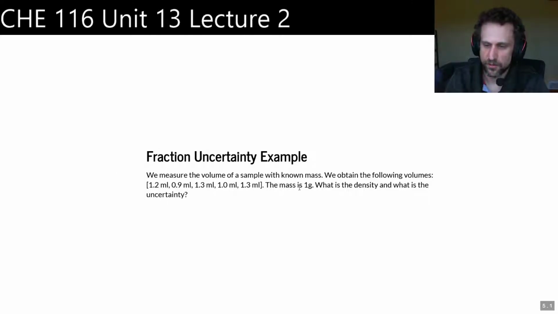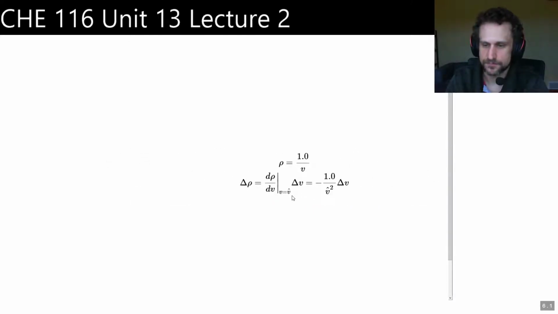So the mass is 1 gram and it's known. What is the density and what is the uncertainty in the density? The equation for density is going to be the mass, which we said is 1 gram, divided by the volume, right? Because density is mass per volume. If we compute the derivative of this expression, it's minus 1 over v squared.